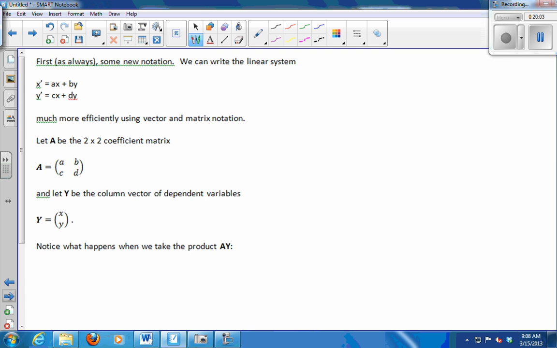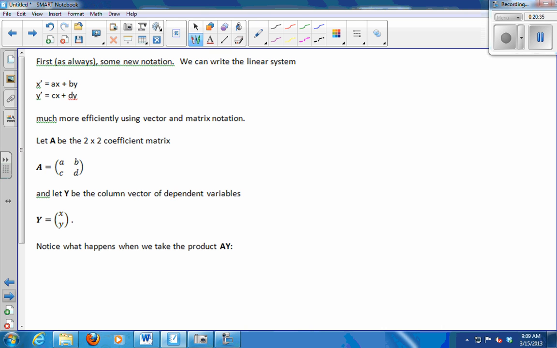All right, so first, as always, we have to start with some new notation to develop the tools that we're going to need. We can write a linear system, x prime equals ax plus by, and y prime equals cx plus dy, much more efficiently using vector and matrix notation. So who had linear algebra? Okay, less than half. So I'll go over all of it.